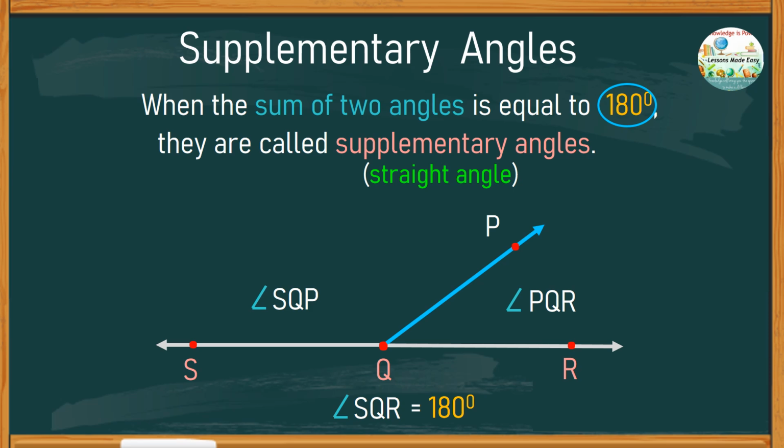If the measurement of the angle SQP is 135 degrees, what would be the size of angle PQR? If these two angles together make 180 degrees, subtracted by 135, therefore the remaining angle is 45 degrees.